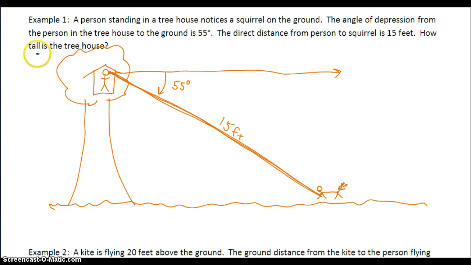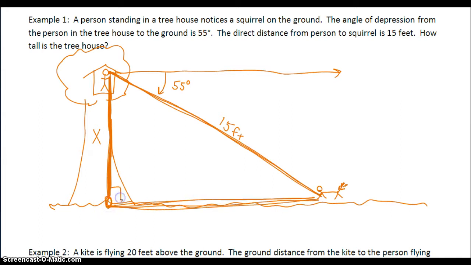The question is, how tall is the treehouse? Well, that distance will be this distance right here, x. And if you notice, that height creates a right angle with the ground. So this problem is really a right triangle problem, where the hypotenuse of the right triangle is 15 feet. But now we need to figure out an angle in this triangle.